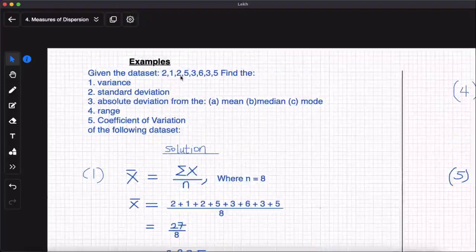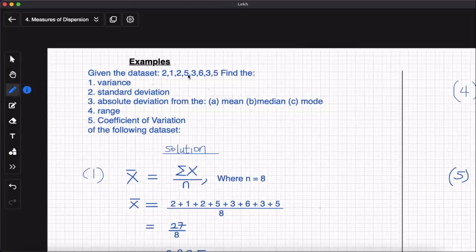I think there is a mix-up somewhere here. This data happens to be bimodal, or trimodal actually.